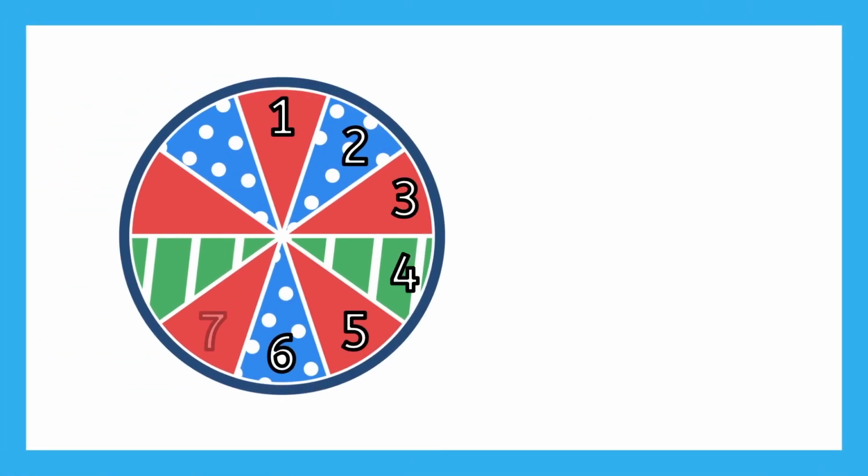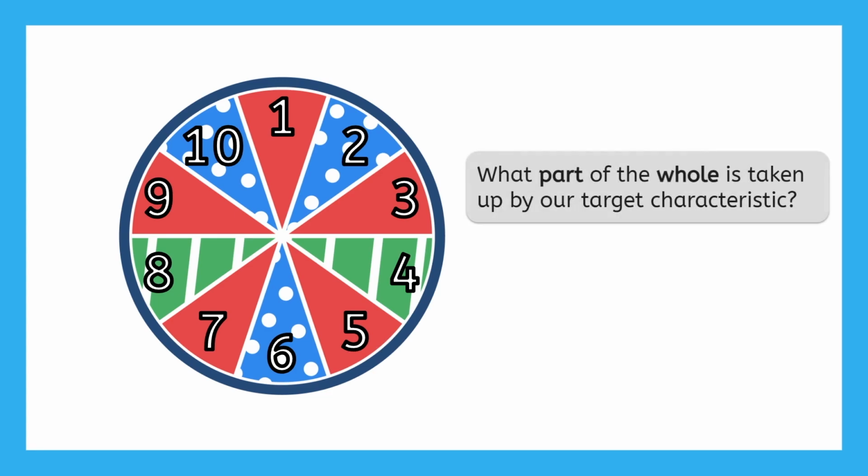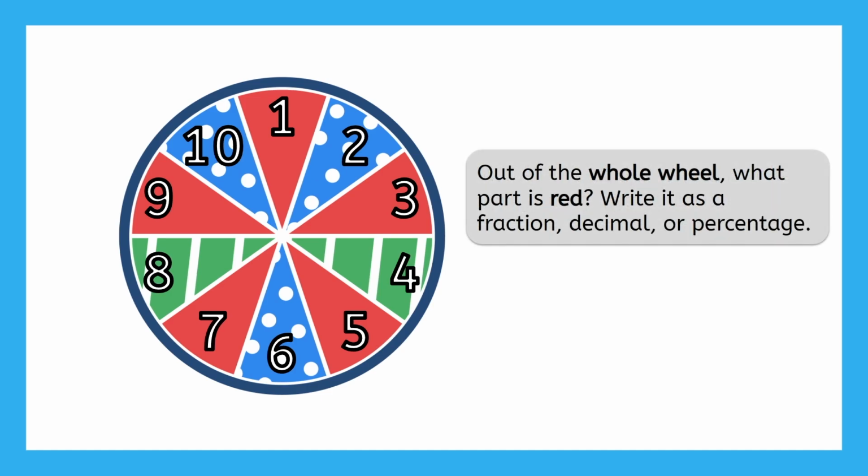There are 10 total sections on the fortune wheel. As we know from the previous lesson on the probability scale, probability represents part of a whole. So to calculate probability, we're looking for what part of the whole is taken up by our target characteristic. In our case, out of this whole wheel, what part of it is red? Pause the video here and write a fraction, decimal, or percentage to represent what part of the whole wheel is red.